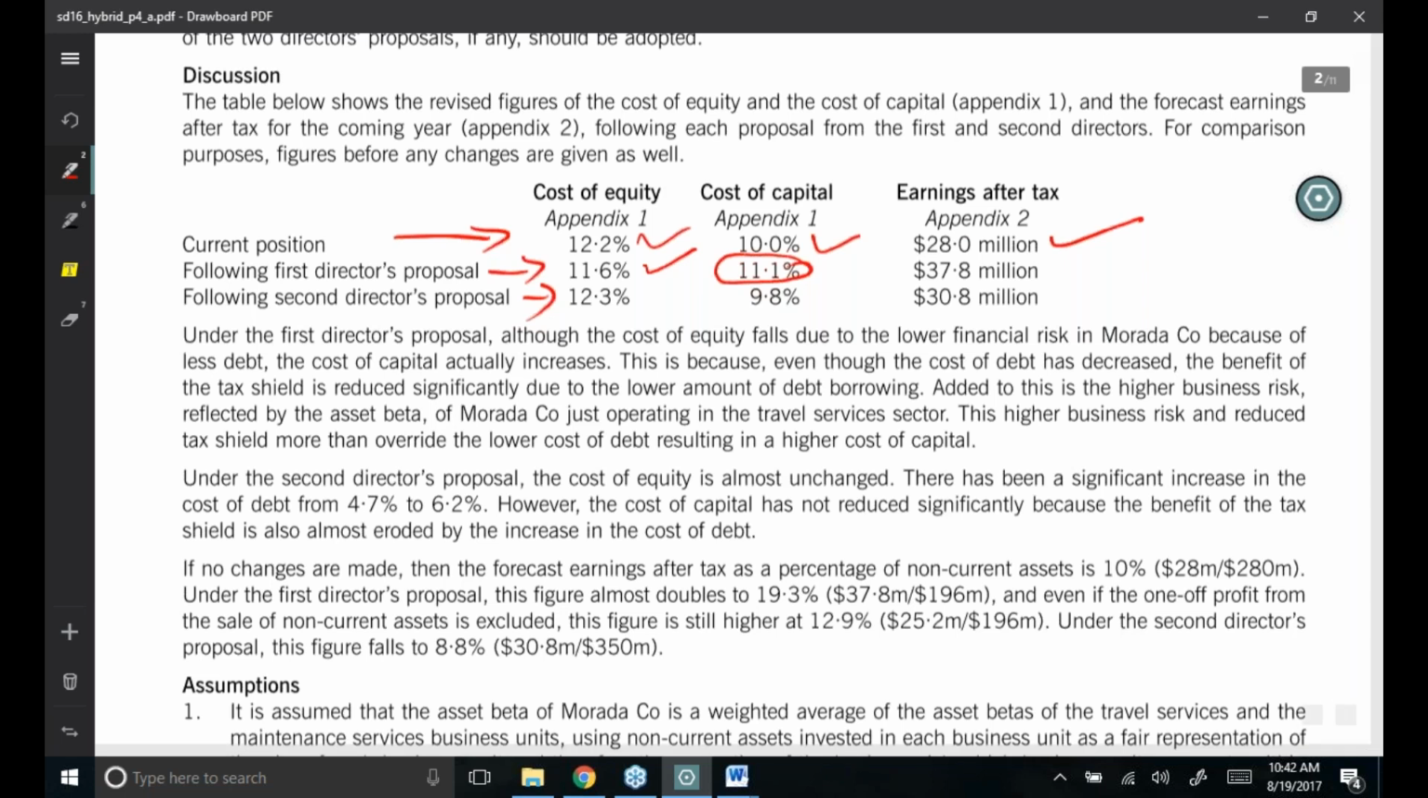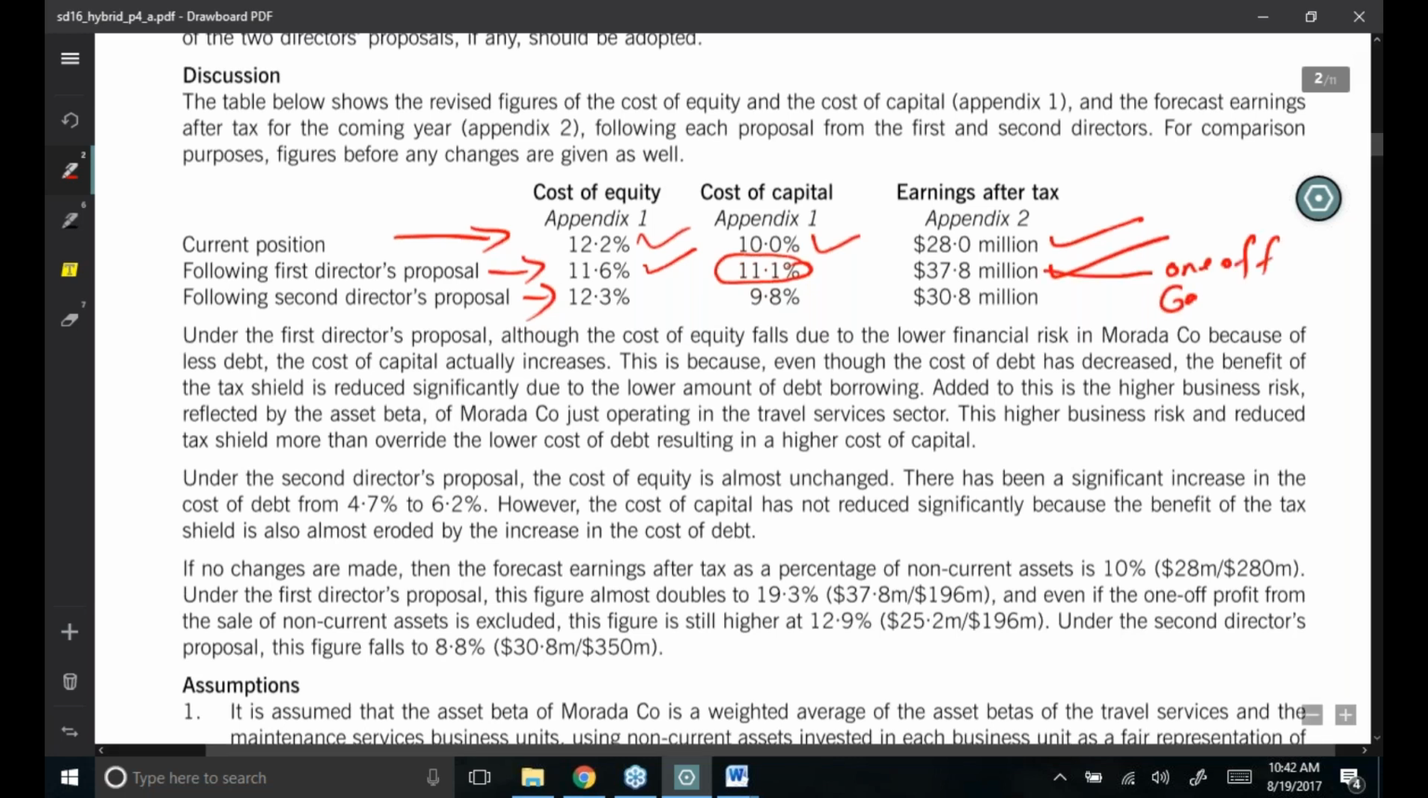But the benefit is your earning after tax has increased. But remember one thing, in this earning, one-off gain is added in. So this earning, which seems to be very good, includes one-off earnings. In case of the second director proposal, cost of equity is almost the same and cost of capital is marginally lower. And your earning after tax is marginally higher. It's not that much higher, but slightly higher.